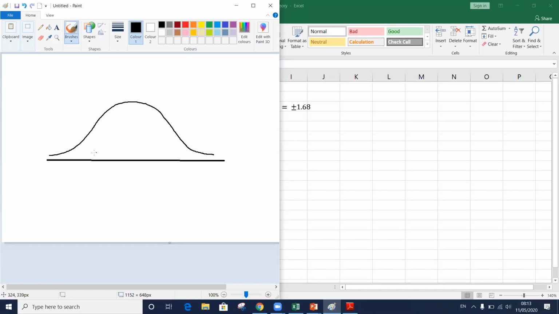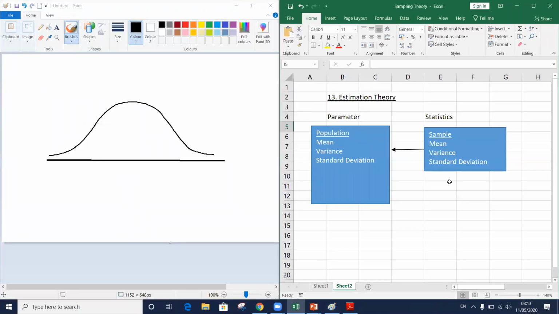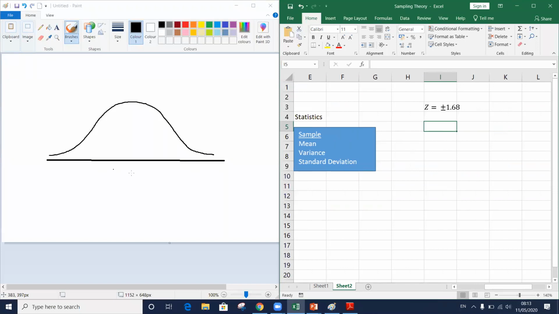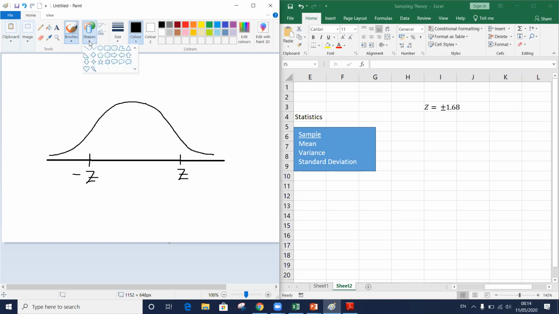This is our normal distribution. Z equals plus or minus 1.68. Here we will have the negative Z value, and here we will have a positive Z value. If we apply negative 1.68 in place of the negative Z value and positive 1.68 in place of the positive Z value, right?